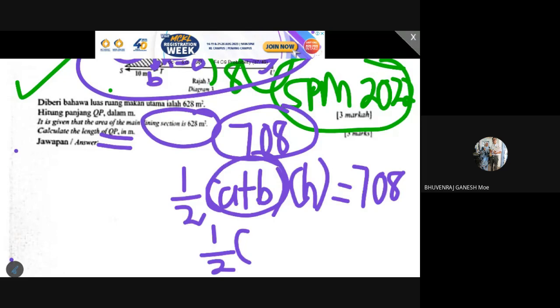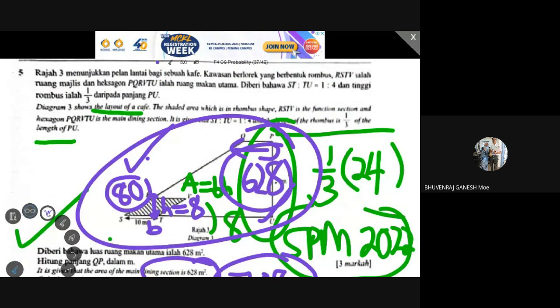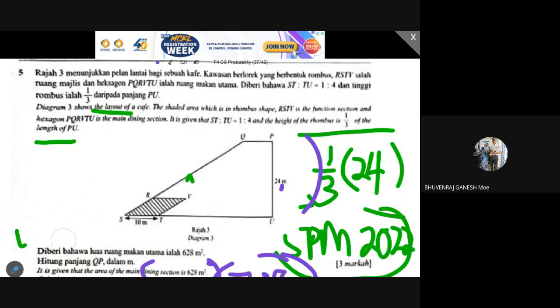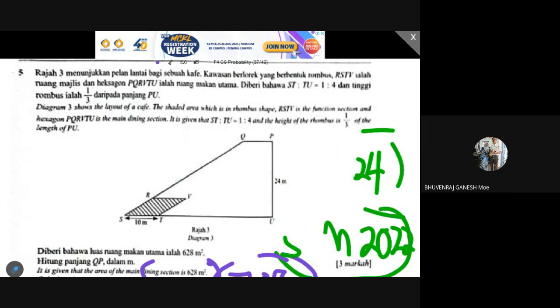Okay, here, can you identify for me? Wait, let me rub it out for you, then only you can see. Can you tell me which are the two parallel sides of this whole trapezium? Tell me the label. Yes, very good. QP and SU are the two parallel sides, correct. You can see over here that QP and SU are parallel. TU, we never found the length of this one yet.